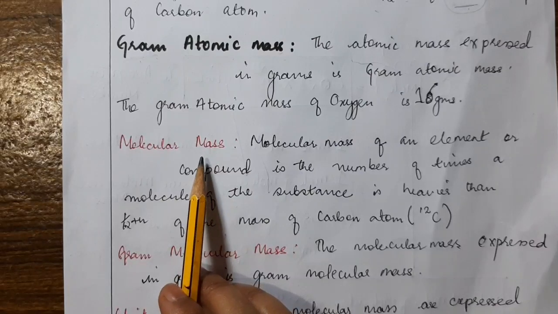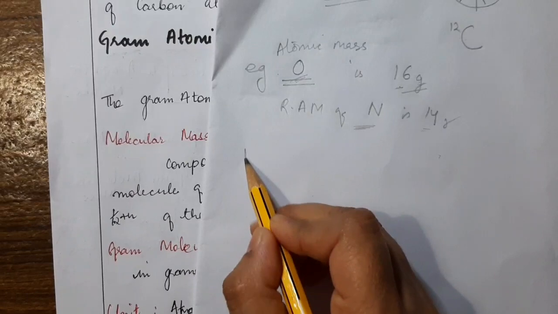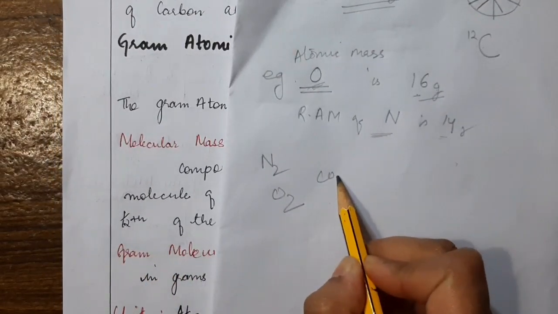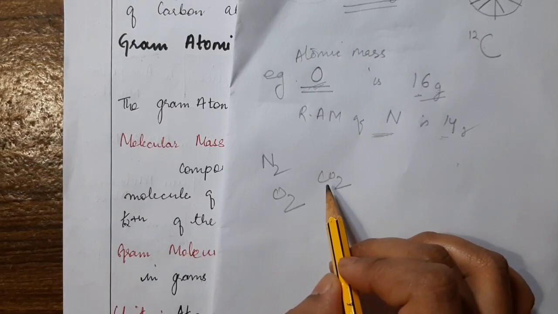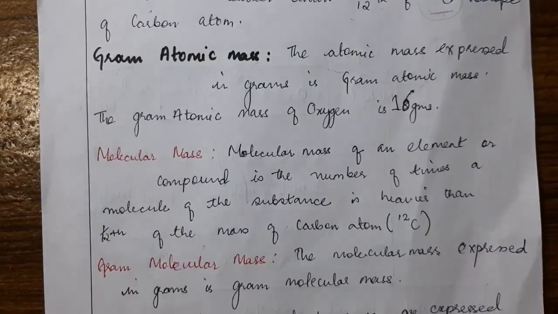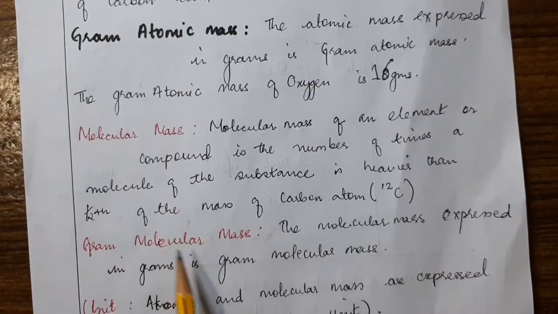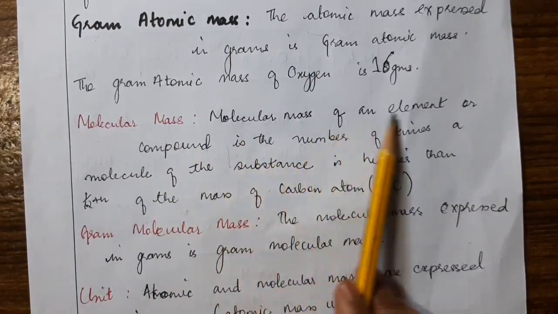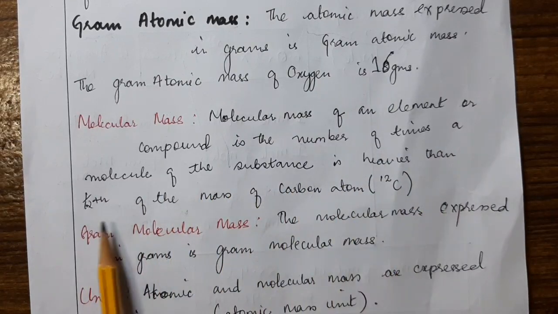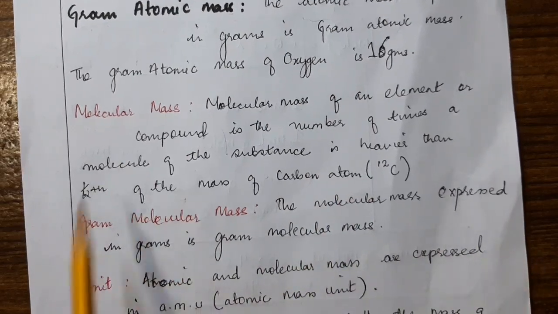Molecular mass means the mass of the molecule. For example, which molecules? Nitrogen molecule, N2. Oxygen molecule, O2. Carbon dioxide, CO2. The mass of these. Again, molecules are small, very tiny particles. So here also we use the same thing, relative molecular mass. Relative molecular mass of an element or a compound is the number of times a molecule of the substance is heavier than 1/12th of the mass of the 12C carbon atom. Same thing for molecules also.